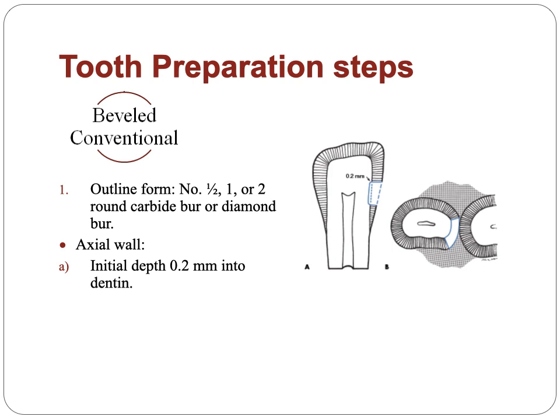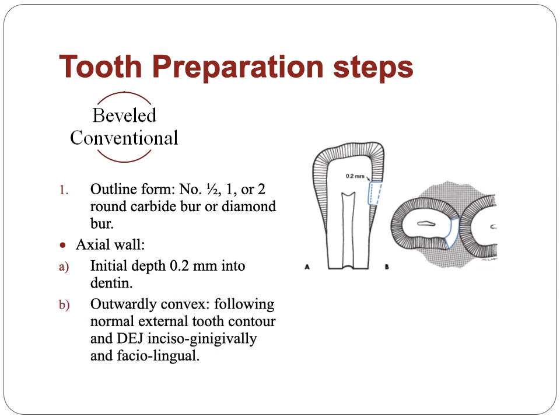Now, the axial wall should be 0.2 millimeter into dentine, as you see in the photo. Also, the shape of the axial wall should exactly follow the normal external tooth contour and the dentinoenamel junction from the incisogingival and faciolingual directions. So it should be outwardly convex.